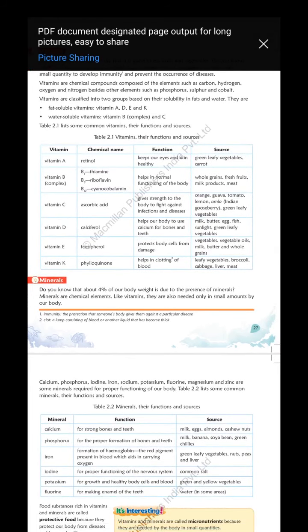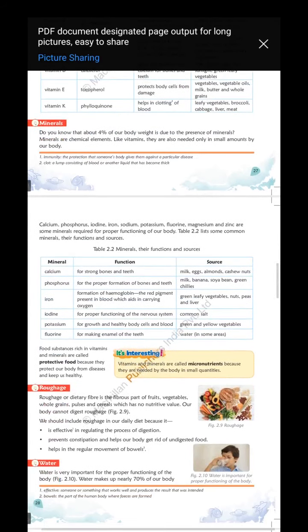Vitamin K we can get from broccoli, cabbage, liver. Okay na? Broccoli, are you listening? Cabbage, very good. Cabbage, liver and meat. Liver, meat, these all are important. You should remember all these points.